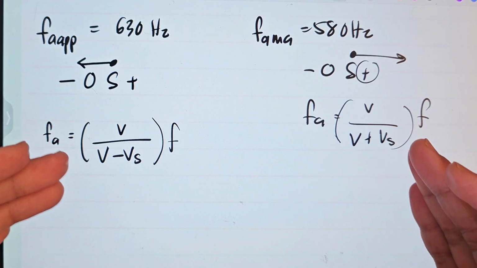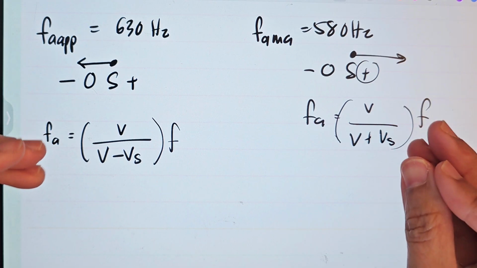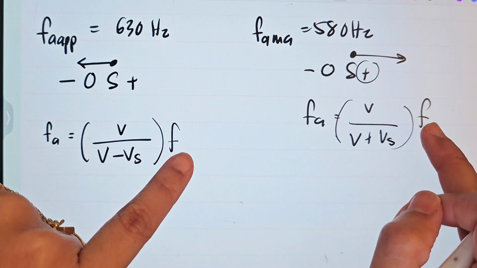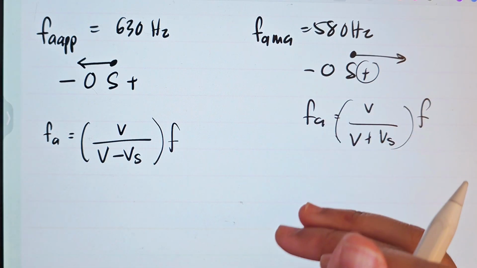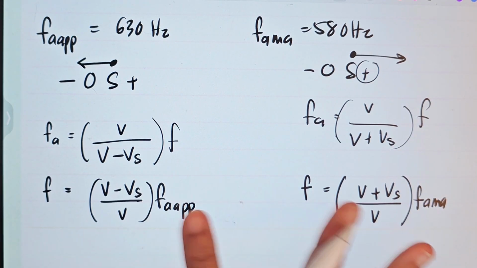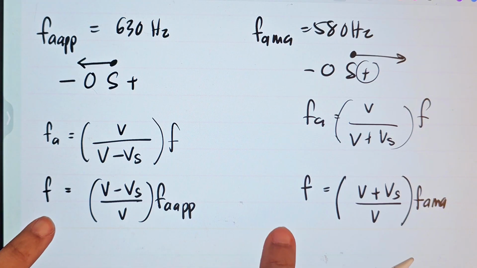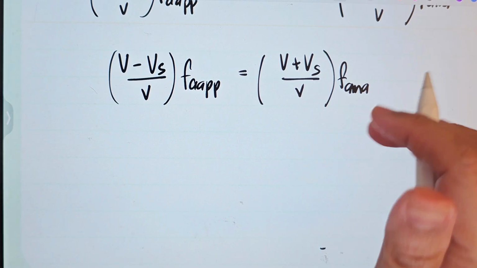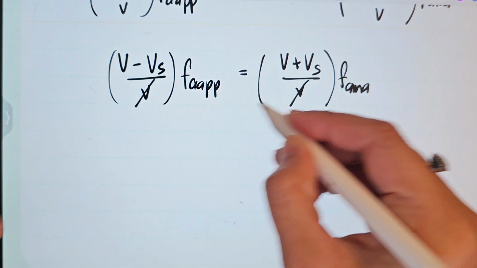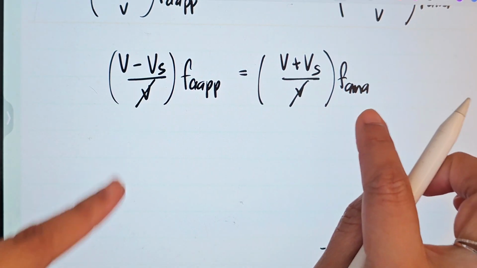We are not given the real frequency of the train, but that's okay. I'm going to change this one as the subject of the equation. Now that I've changed F as the subject, I'm going to combine these two together. This is it. And now I want to cancel the speed of sound because they are the same.